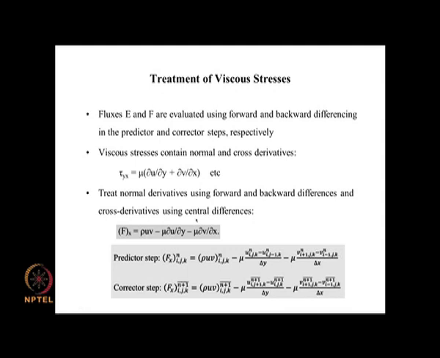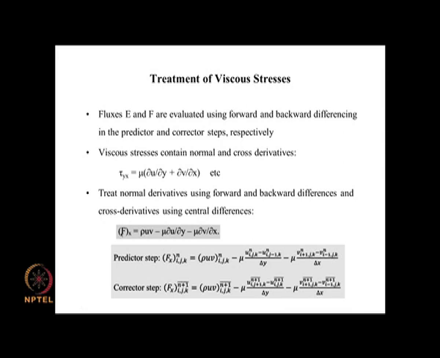Now if you look at this term here, this is also dou v by dou x, another derivative. How do we evaluate this? It is evaluated as v I plus 1 minus v I minus 1 by 2 delta x. So that is being evaluated as central differencing. And why is it being evaluated as central difference?